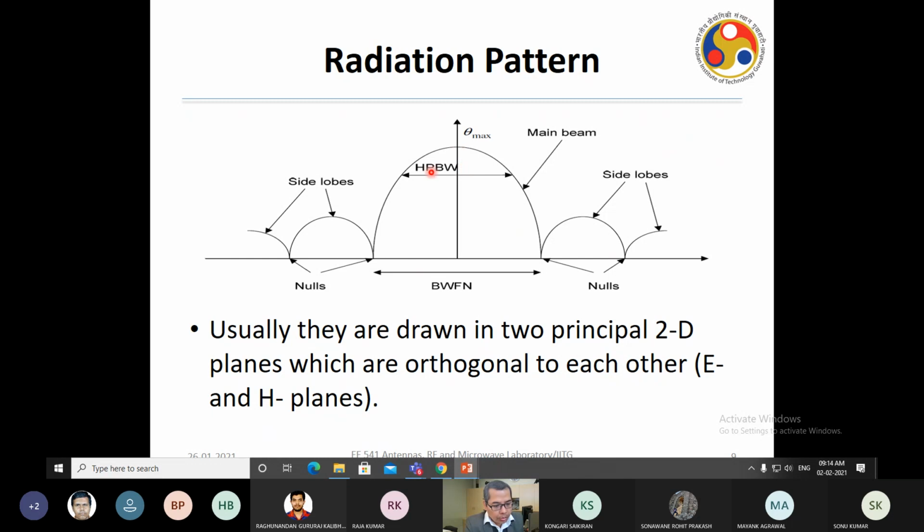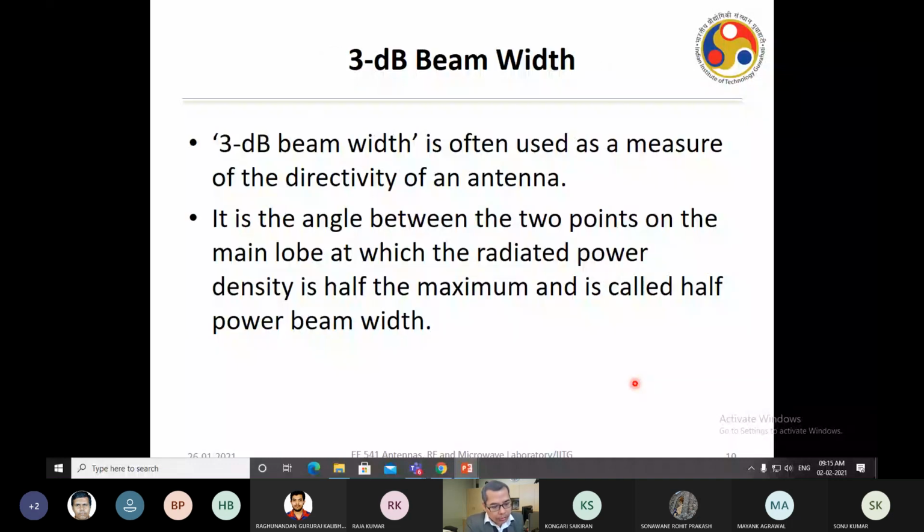And the half power beamwidth is basically this: you have maximum radiation here. The angle at which you get half the power of the maximum radiation is called the half power beamwidth. You will have two of them, on both sides, this side as well as this side. The angle between the two half power points on both sides is called the half power beamwidth. We'll find this for the 2D pattern planes, the E and H planes, in this experiment. From the 3 dB beamwidth, you can also find the directivity of the antenna. This is usually true for a narrow beamwidth antenna.